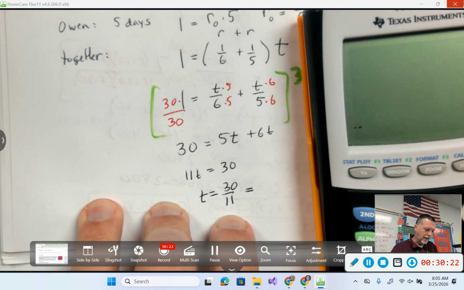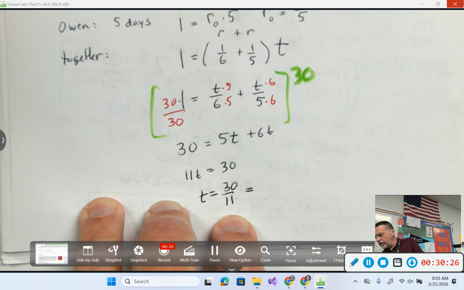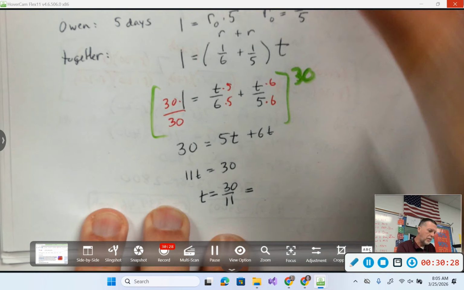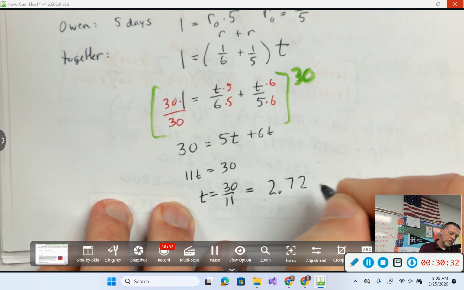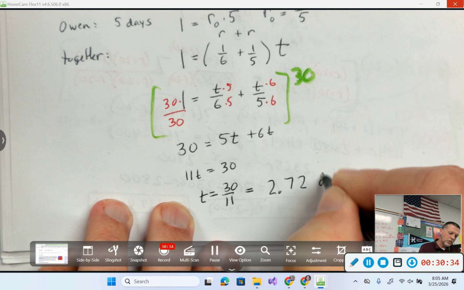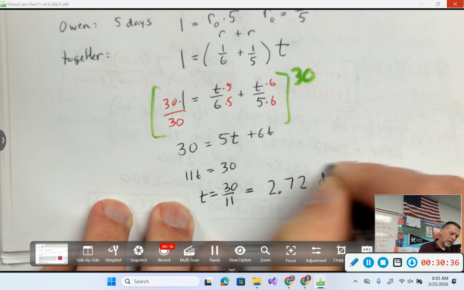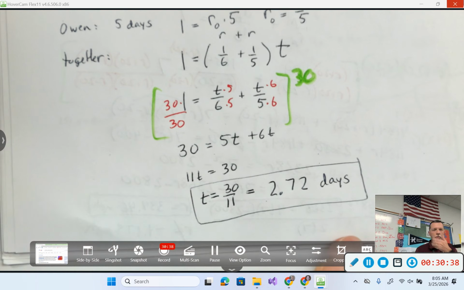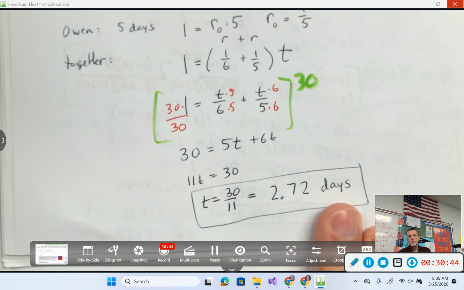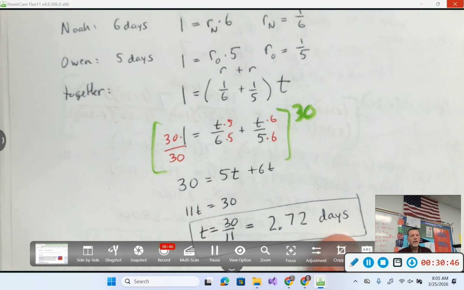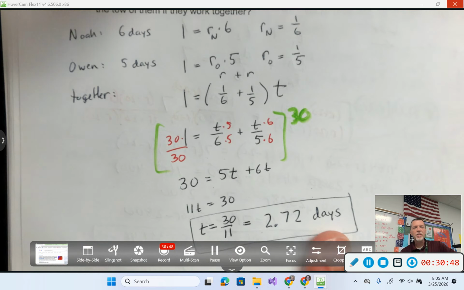Uh-oh. I've got a calculator that's dead. 30 divided by 11. Somebody typing it in? 2.7272. Okay, 2.72 days. That makes sense. We knew it would be less than 5. So 2.72 seems reasonable. We really want to think reasonable.